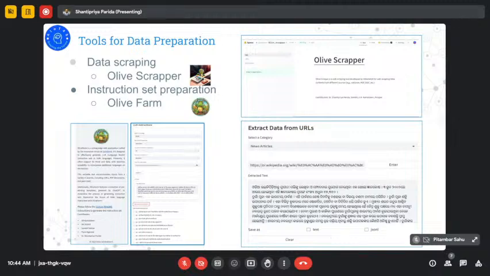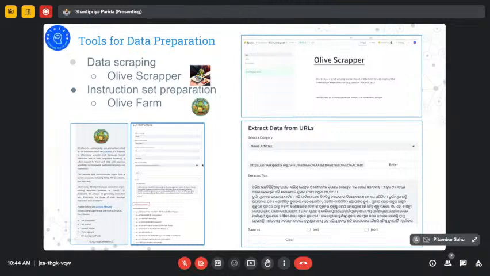Yes, there are a lot of processes. We built a scraper, and it is all free and open source, where you can just provide any URLs or documents, and it can scrape the data for you. In that way we collected a lot of data.